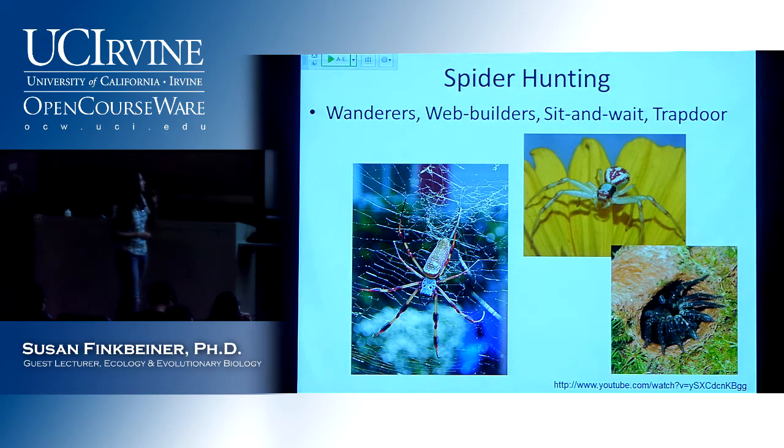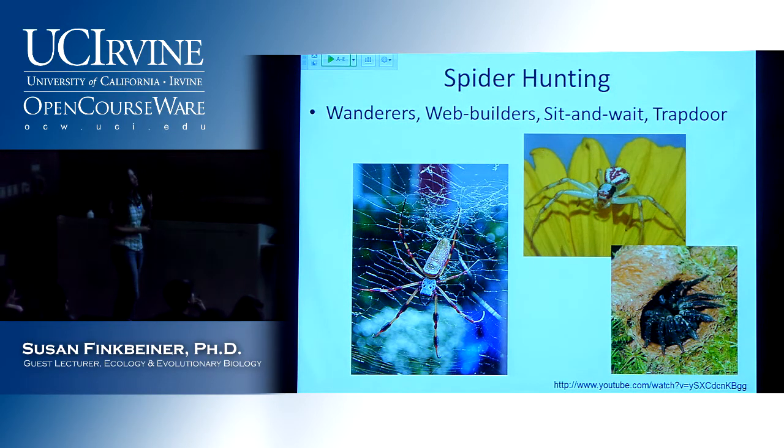And spiders have some pretty unique hunting strategies. As I mentioned, some are web builders, and some are wanderers. Some actively seek out their prey. So the wanderers, again, will wander around and look for their prey. This tends to be larger spiders, for example, wolf spiders. There's actually an entire family of spiders called the wandering spiders. They're extremely aggressive.